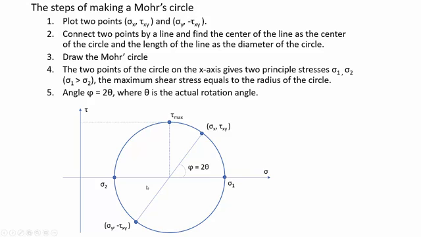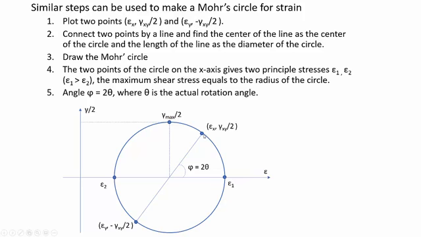Another interesting thing is that we can actually find out the rotation angle on this Mohr plane. For example, this is the first principal stress, and we find the angle between the x-axis and the first principal stress. We just need to find the angle phi, and phi is equal to 2 times theta, where theta is the actual rotation angle from the principal stress to the axis x.